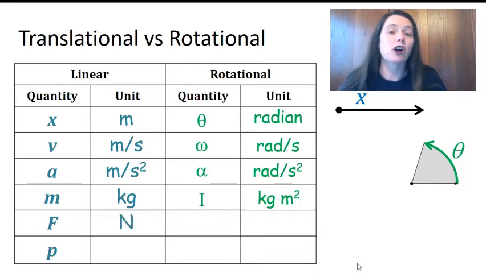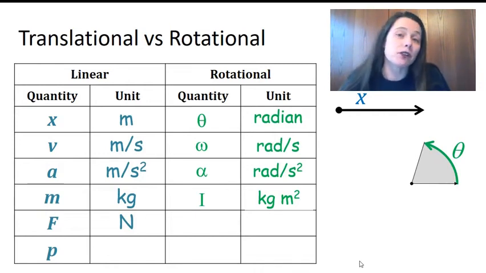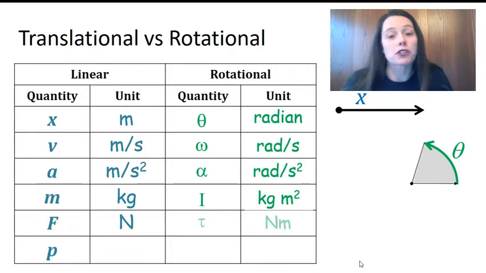In linear motion, we talked about forces. We measured forces as the amount of push or pull that has the potential to move something. We measured forces in newtons. In rotational motion, we have forces that may cause something to rotate. We call those forces torques. We use the Greek letter tau, and we measure torque in Newton meters.